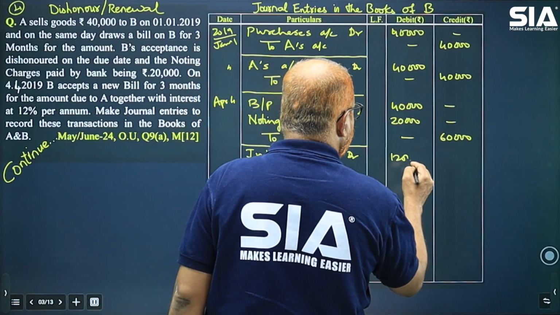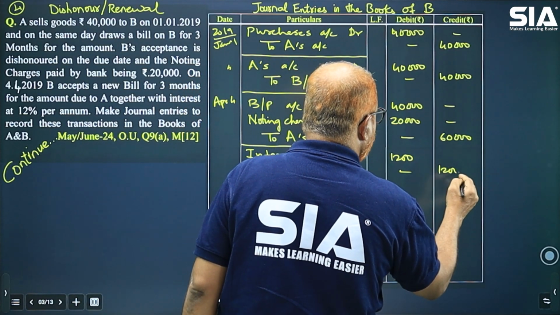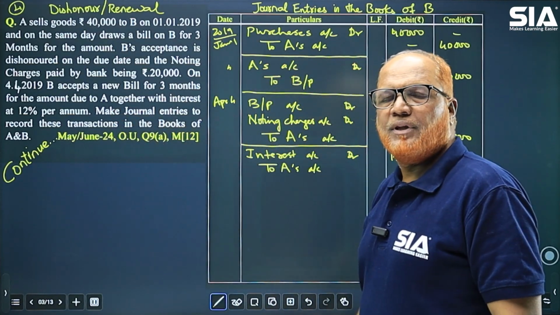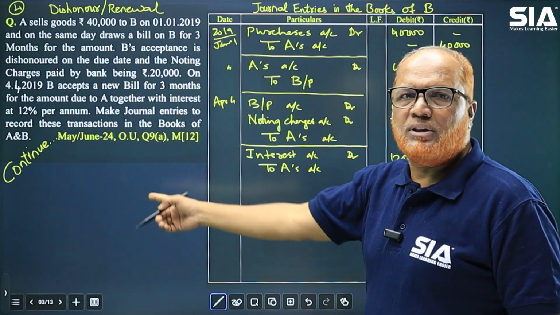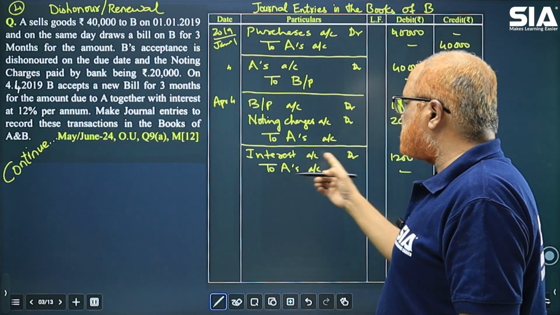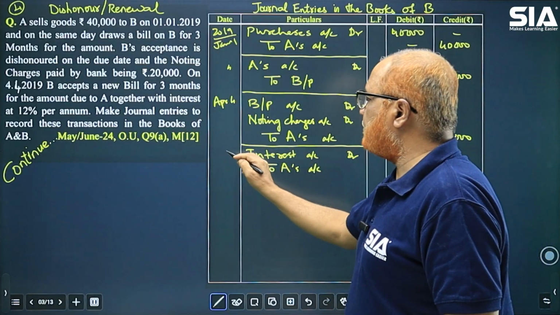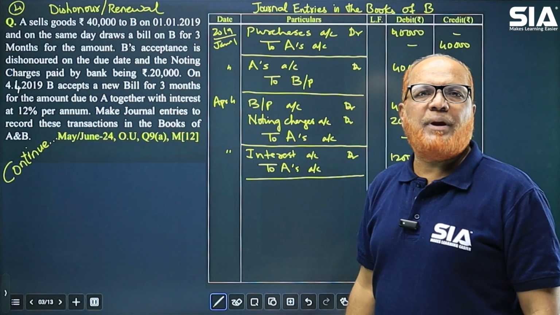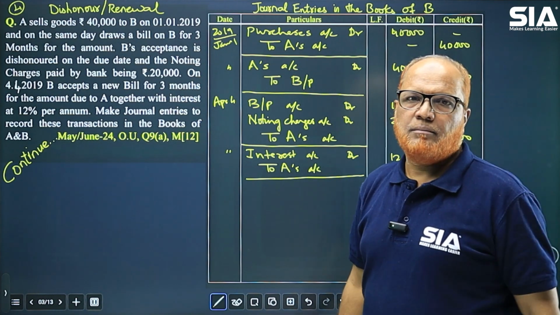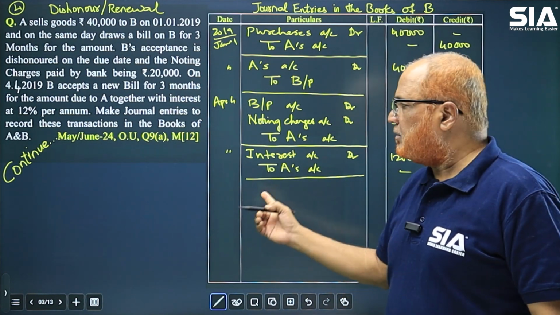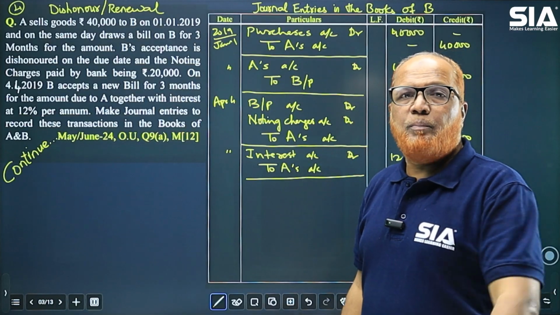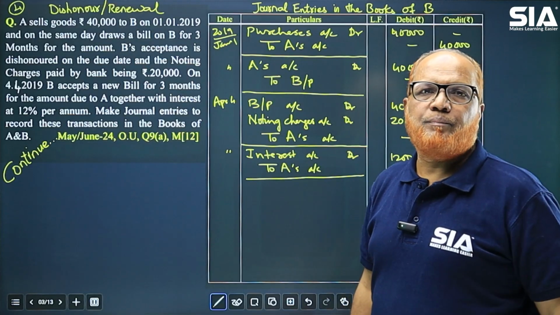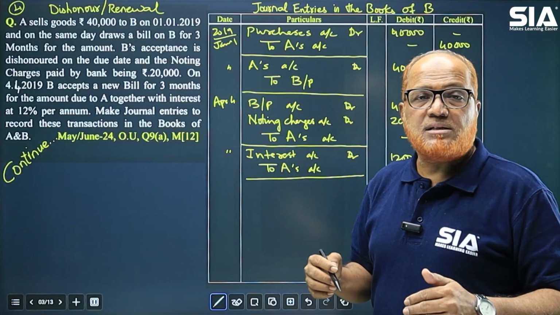1200 is the interest. How 1200? 40,000 into 12% into 3 by 12. Just now I have shown the calculations also. So interest account debtor to A's account. Narration, being the interest payable to A. That's it. Now a new bill has been drawn by A and accepted by B.